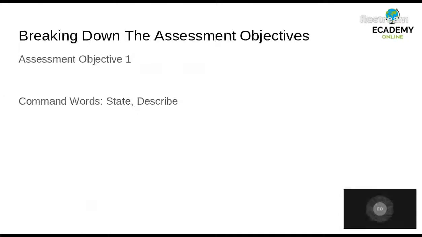Remember that assessment objective 1 questions tend to have command words like state and describe, and assessment objective 2 tend to be explain, suggest, discuss, or to what extent questions. Assessment objective 3 questions are more evaluative, so your command words will be things like to what extent or assess the importance of in a question.